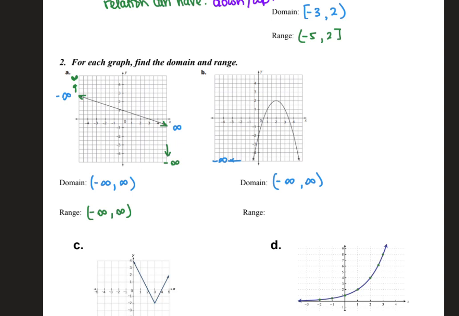Now let's look at the range. So for range, we're going to look at the lowest point. So the lowest point I see is here, but those arrowheads mean my graph is continuing to go down to negative infinity. Okay, and then in terms of the highest point on my graph, I do have a highest point. I have a maximum point, and that maximum point is right here, which is at 2. So my graph's going to go from negative infinity to 2. And since it does hit it at 2, I'm going to use a bracket.